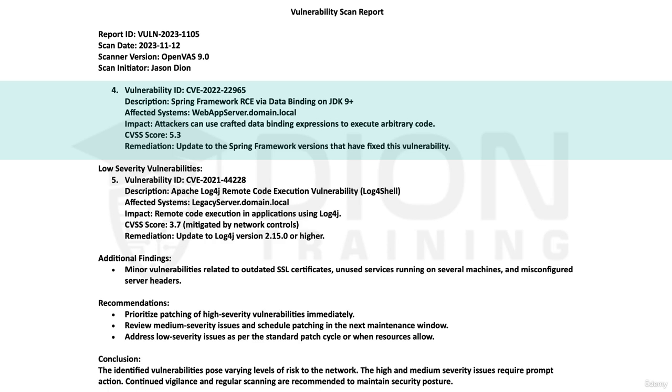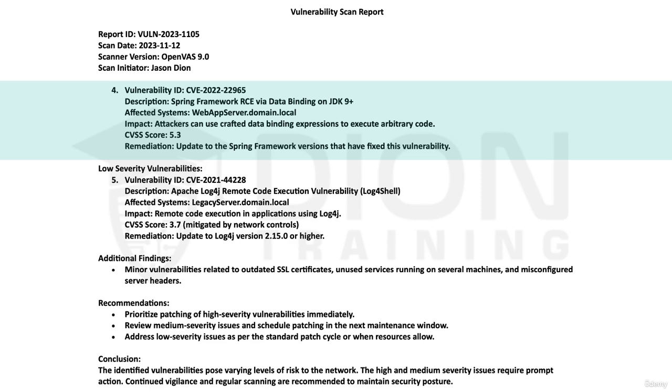If we move on to our second page, we'll see we have two more vulnerabilities to look at. The first one is number 4, which is vulnerability CVE-2022-22965, which is the Spring Framework RCE via data binding on JDK 9+. The affected system here is our web application server, and it allows the attackers to use crafted data to bind expressions to execute arbitrary code. Here, we have a CVSS score of 5.3.